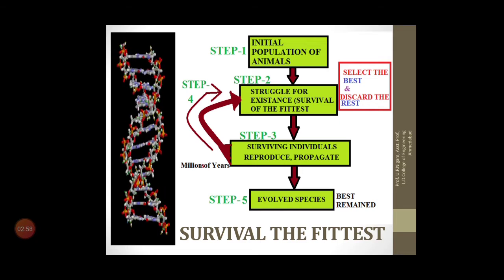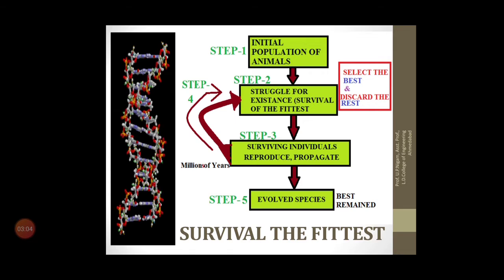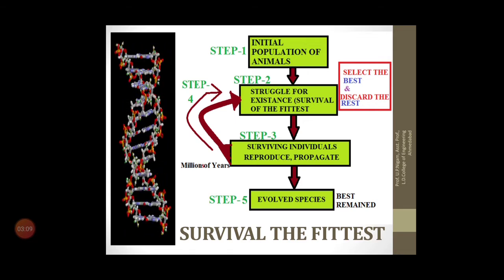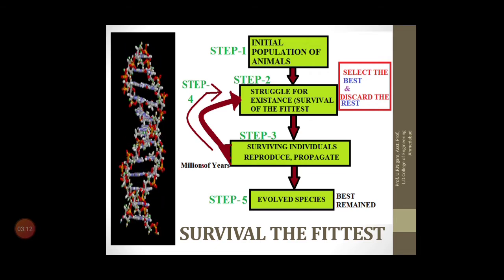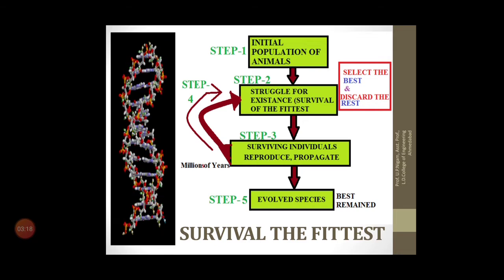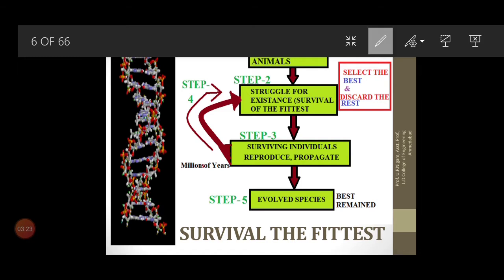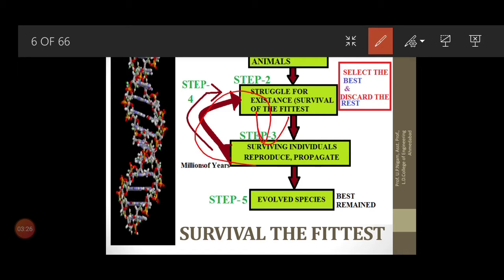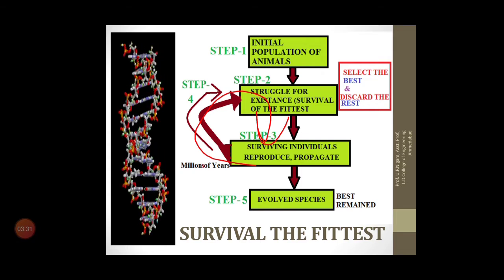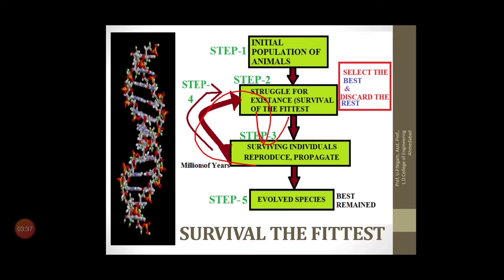There was an initial population of animals, which undertook the struggle for existence, and then survival of the fittest happens. The individuals that survived reproduce and propagate, mating and mutations happen, and the species have evolved. Many times, over millions of years, the cycle has been repeated from step 3, step 4, and then step 2, and this evolution of the species has taken millions of years.